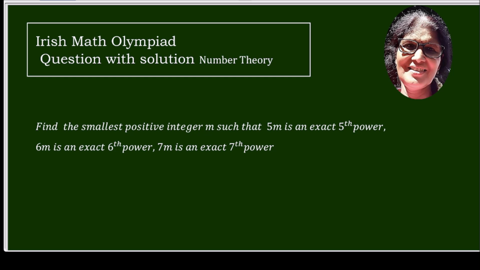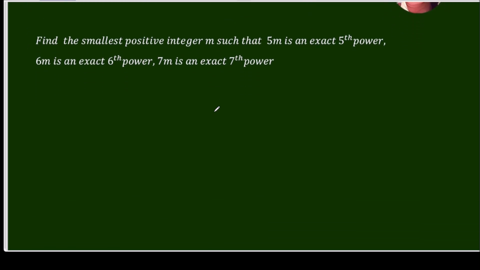This is an Irish Maths Olympiad question based on number theory. The question is, find the smallest positive integer m such that 5 times m is an exact fifth power, 6 times m is an exact sixth power, and 7 times m is an exact seventh power. So let's find the value of m.